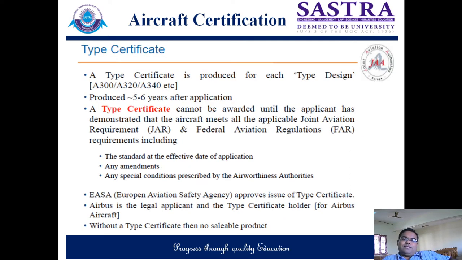A type certificate is produced for each type design, like A300, A320, A340, etc. It is issued 5 to 6 years after application. Once you have given the application, it will take around 5 to 6 years to get the type certificate. A type certificate cannot be awarded until the applicant has demonstrated that the aircraft meets all applicable Joint Aviation Requirements and Federal Aviation Regulation requirements, which include the standards at the effective date of application, any amendments, and any special conditions prescribed by the airworthiness authority. The European Aviation Safety Agency, EASA, approves the issue of the type certificate. Airbus is the legal applicant and type certificate holder.